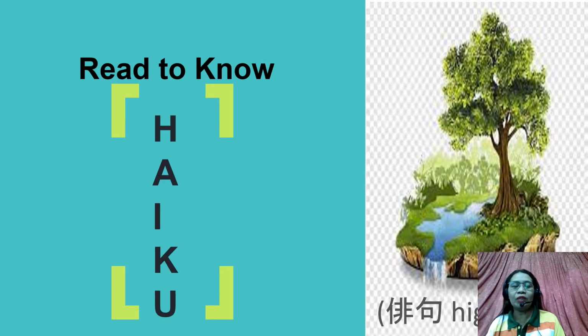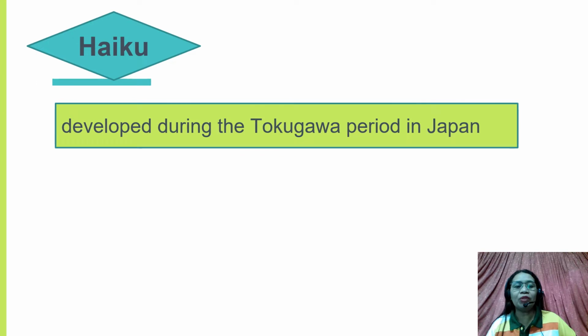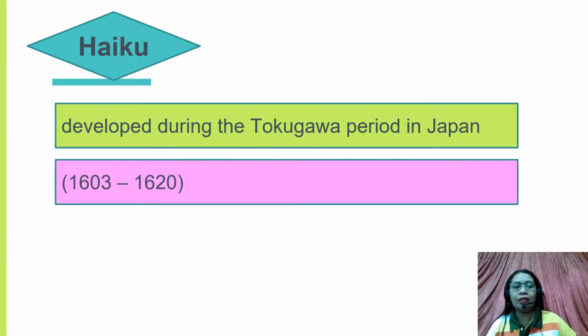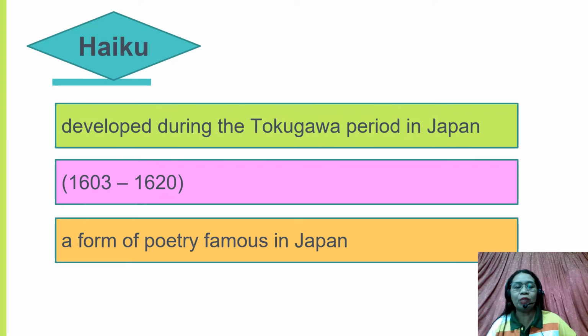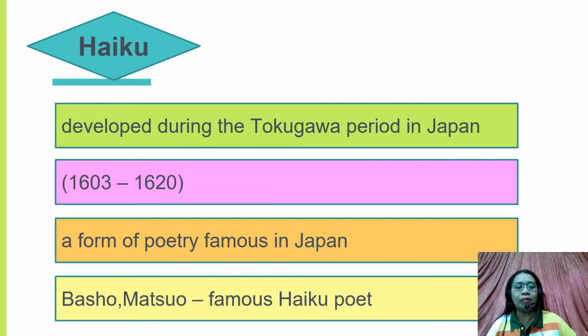Let's proceed now to our new topic, which is all about haiku. Haiku developed during the Tokugawa period in Japan. Another thing, it started in 1603 to 1620. And haiku is a form of poetry famous in Japan. Lastly, Basho is considered the most famous poet in Japan.